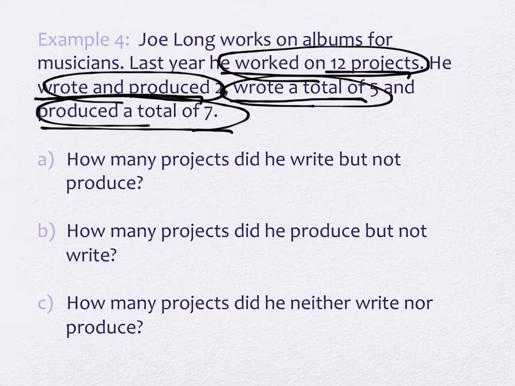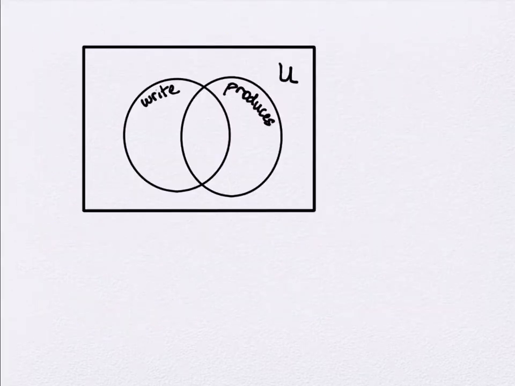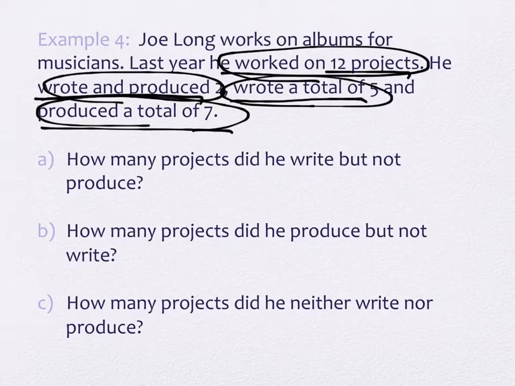What is the most narrow piece of information? The wrote and produced. Where is that on my diagram? In the middle. It's the overlap. So he wrote and produced 2. So over here, that piece of information is now complete. I'm done with that.